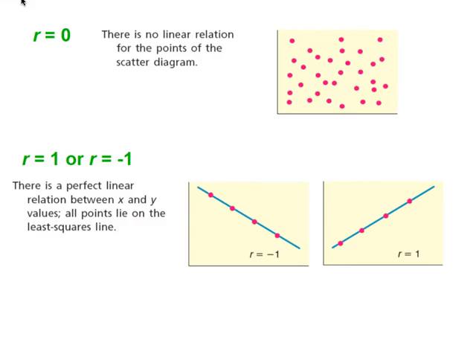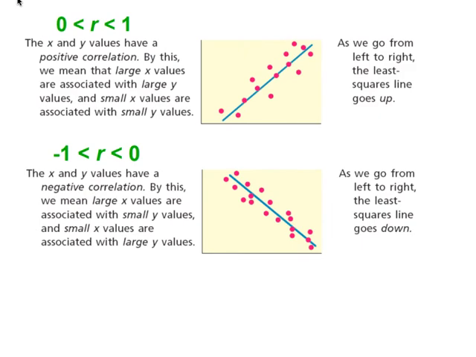r equals 1, a perfect fit line going up. r equals negative 1, a perfect fit line going down. If r is somewhere between 0 and 1, the points are going up in a positive direction, but they're not all on that blue line. All those dots wouldn't be on that blue line.